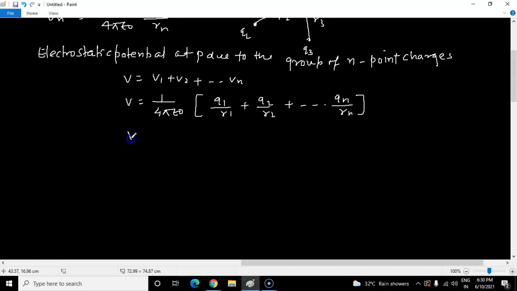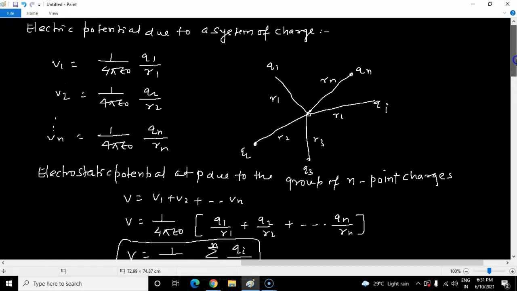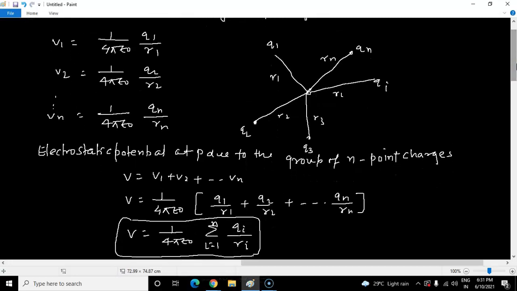So V I can write here as 1 by 4 pi epsilon naught times the summation of i equals 1 to n of Qi by Ri. Any doubt in this? So this is the potential due to the system of charge. Any doubt in this? No, sir.